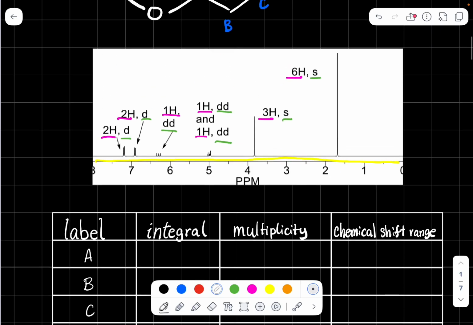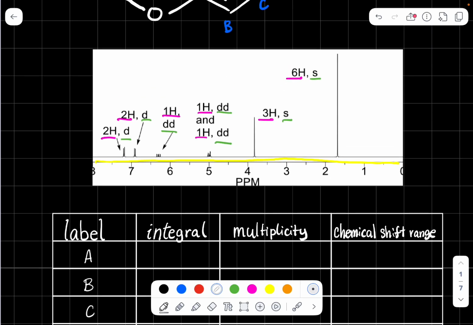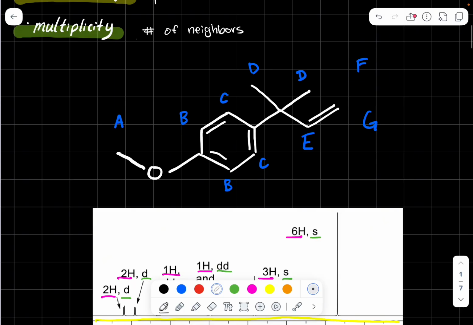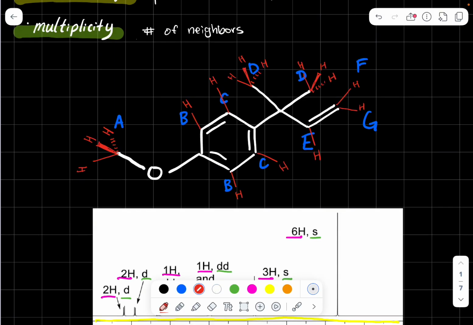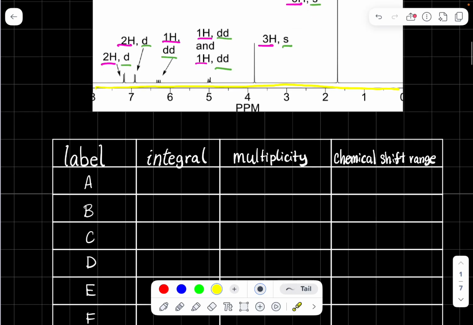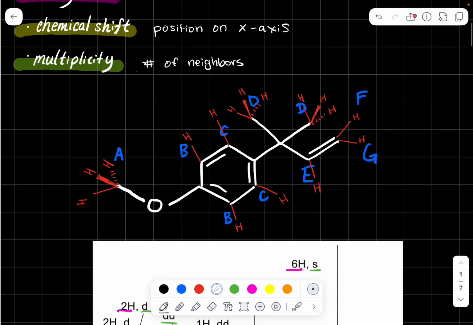The integrals asks, how many of each proton do we have? So I'm going to go ahead and write in all the hydrogens so we can count them easier. Now that all the hydrogens are written in, all we have to do is count them. So for label A, we can see that we have 3 hydrogens. So for label A, the integral is 3. For label B, we see that we have 2 hydrogens. We have one here and one here, so the integral is 2.